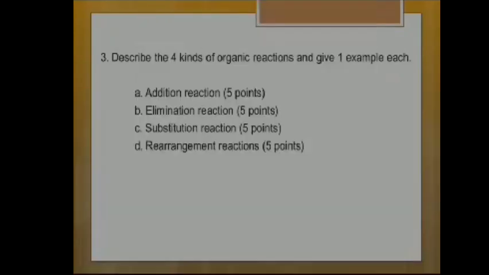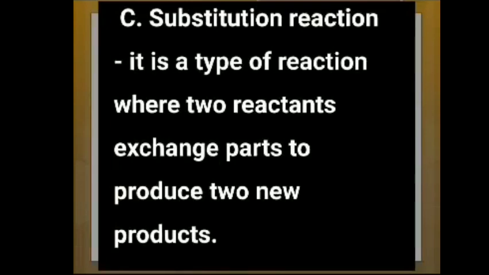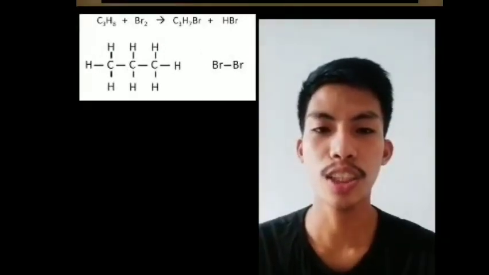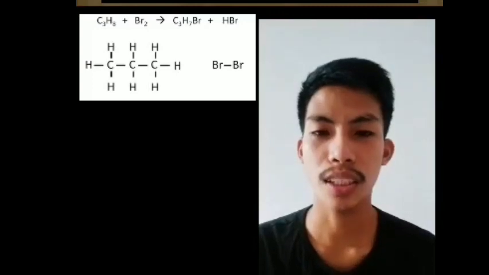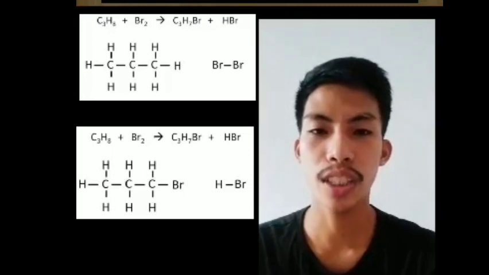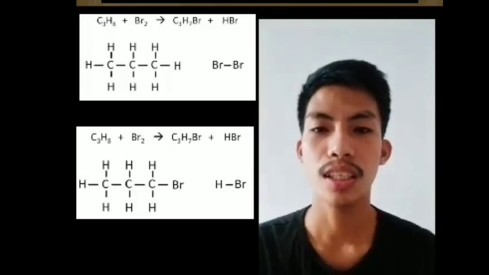Letter C, substitution reaction. It is a type of reaction where 2 reactants exchange parts to produce 2 new products. Example is CH3CH2CH3 plus Br2. We simply switch 1 Br and hydrogen and this gives us these 2 new products.